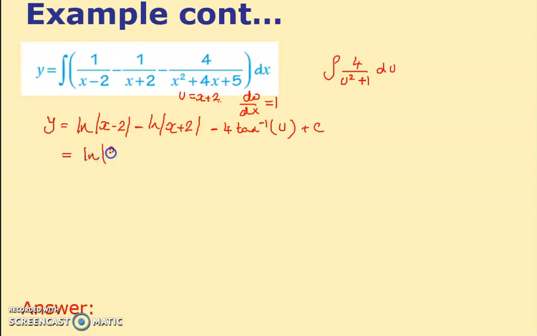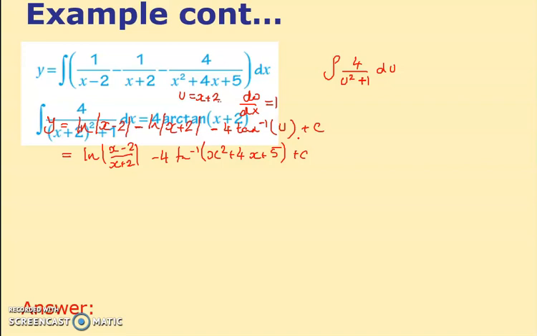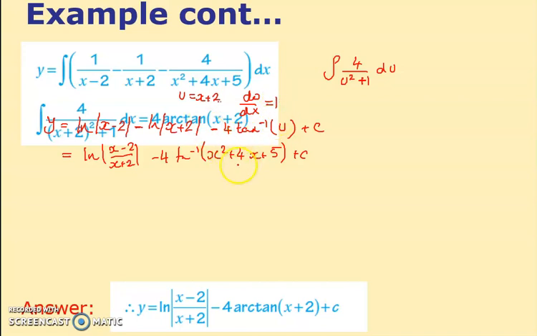Log of x minus 2 over x plus 2, and write it as minus 4 inverse tan of that rather horrible bottom. Plus a constant. Let's see if the answer agrees. Oh, silly me, yes. That was a bad mistake. You always write u plus a. My u was that. That was a bad mistake. So it becomes x plus 2.